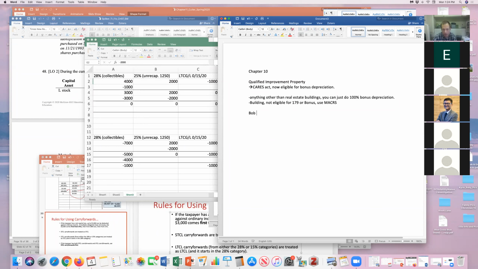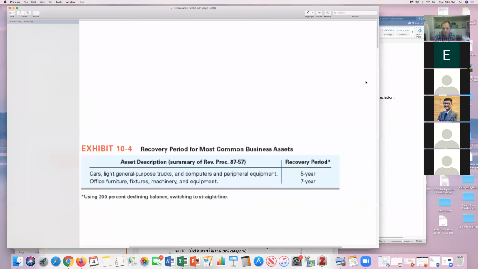Let's suppose we do a simple example. Let's suppose Bob buys furniture for his business on May 3rd for $14,000. Let me look at the depreciation tables.